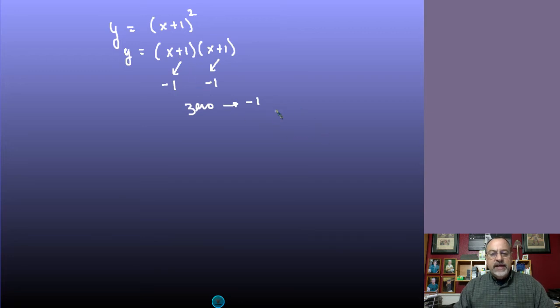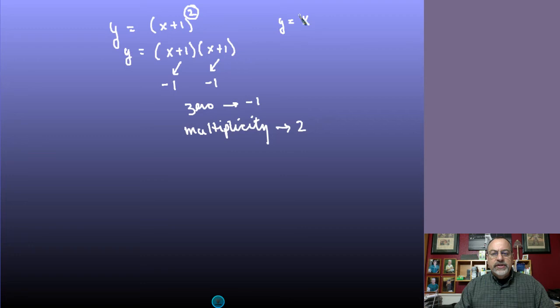And then we say that it has a multiplicity of 2, meaning it's used twice. So multiplicity just talks about the number of times that one 0 is used as a 0. And this multiplicity, you'll notice, matches the exponent. Okay, so the multiplicity matches the exponent of the linear factor.